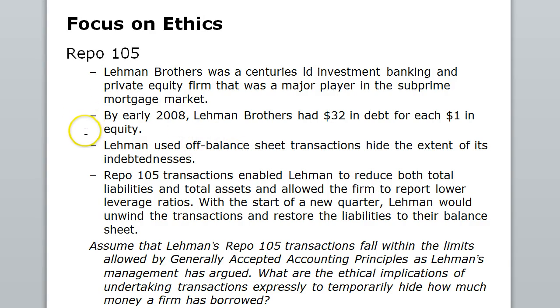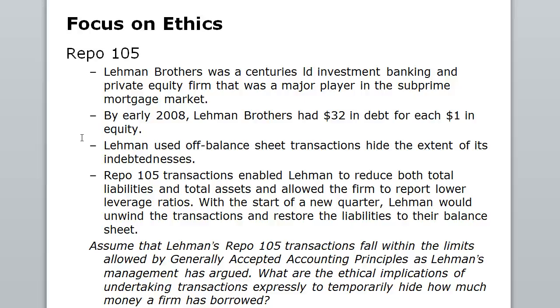Okay, if we're focusing on ethics here for a second, Lehman Brothers is an investment bank, or was an investment bank before the Great Recession, and they were a major player in the subprime mortgage market. So in 2008, Lehman Brothers had $32 in debt for each dollar in equity. So they were highly leveraged, and they used off-balance sheet transactions to hide the extent of this indebtedness from its shareholders. So the transactions enabled Lehman to both reduce total liabilities and total assets, allowing the firm to report lower leverage ratios and look even safer with the start of each new quarter.